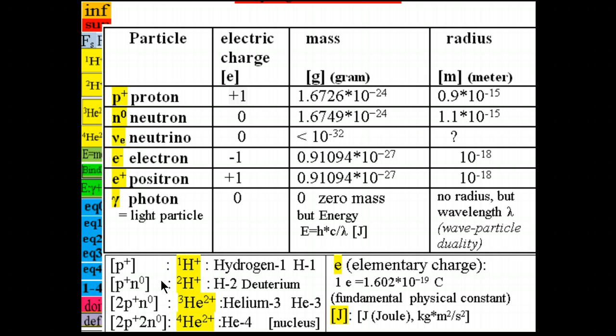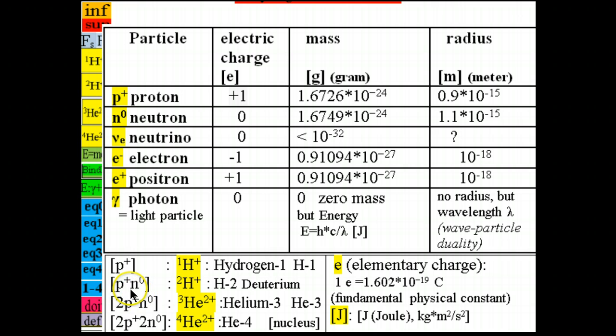There's also an isotope of hydrogen that has only one proton, but it also has a neutron in its nucleus. So it has two subatomic particles in the nucleus. Therefore, we have a 2 before the H, but the charge is still +1 because the neutron has no charge.